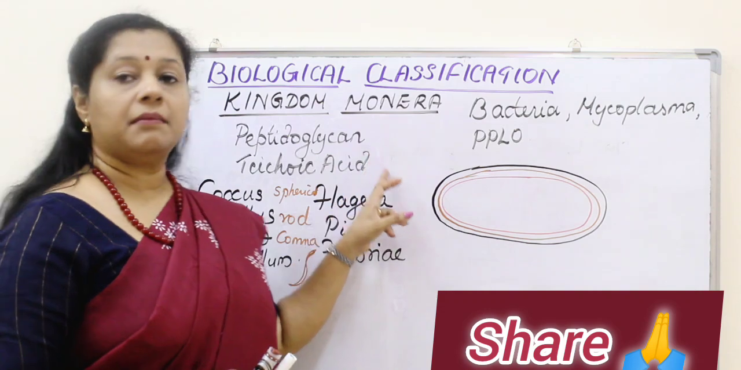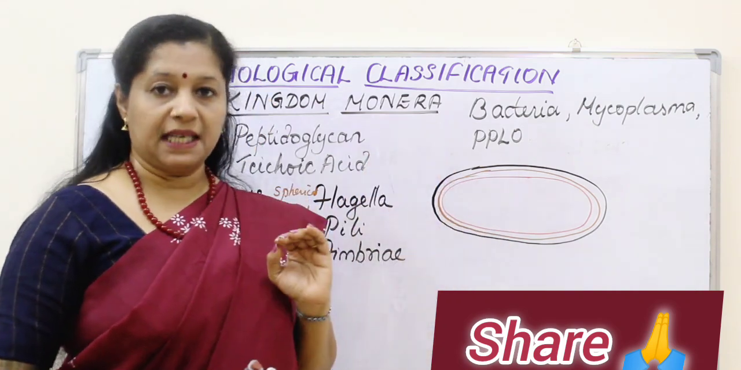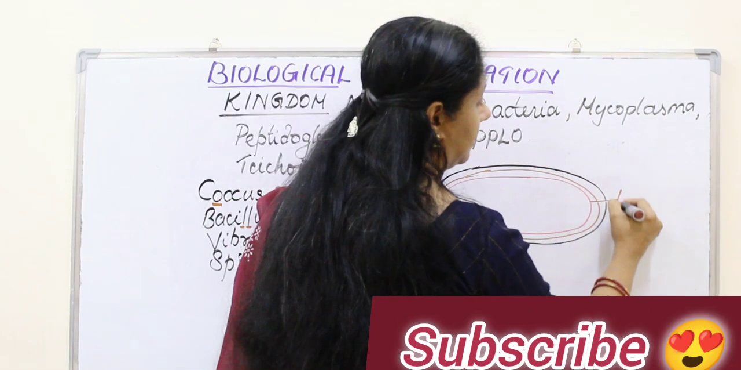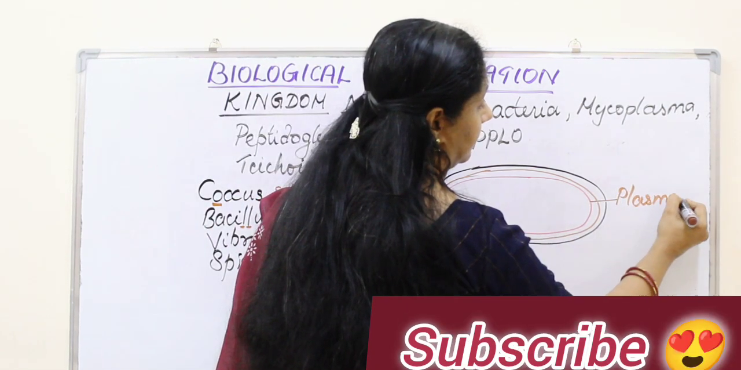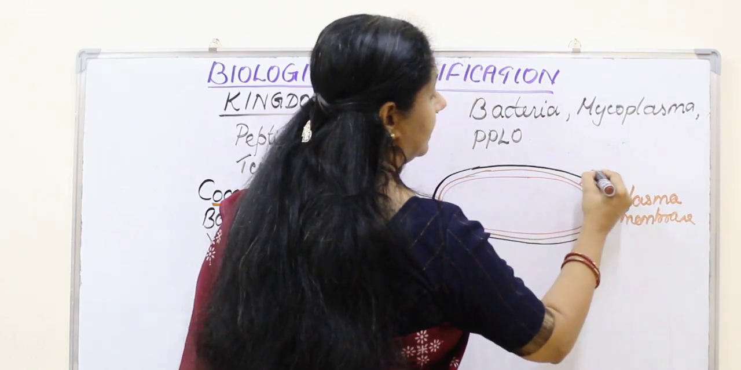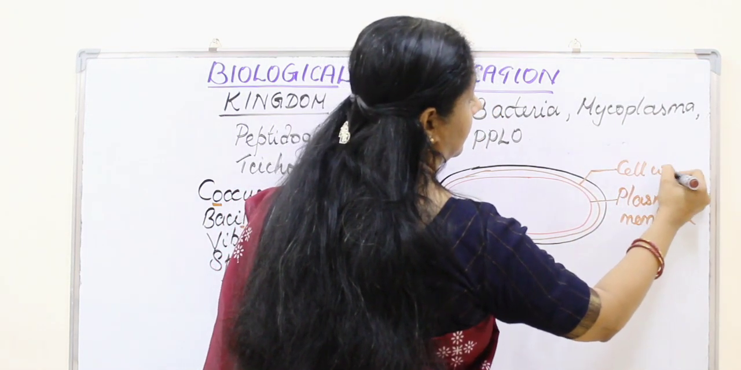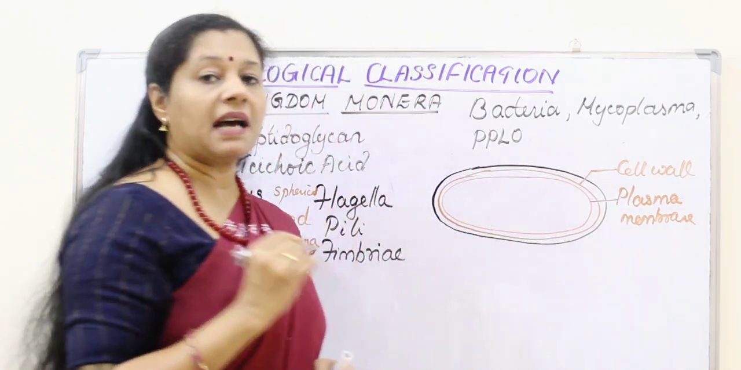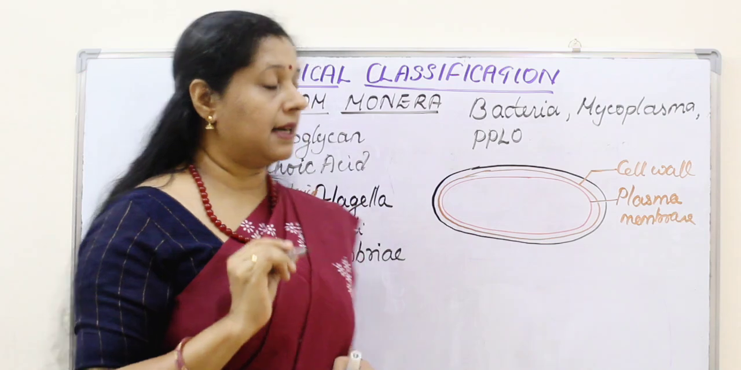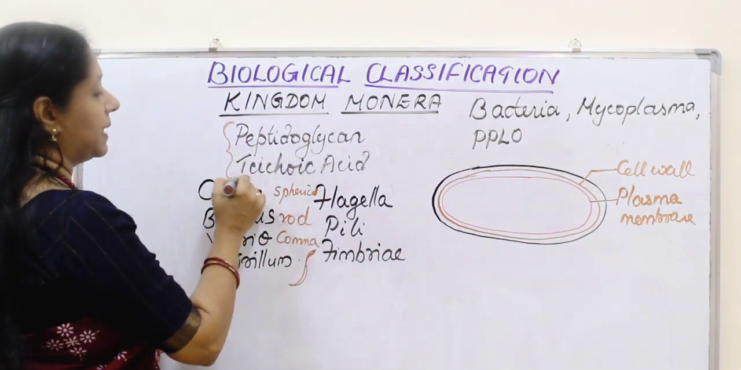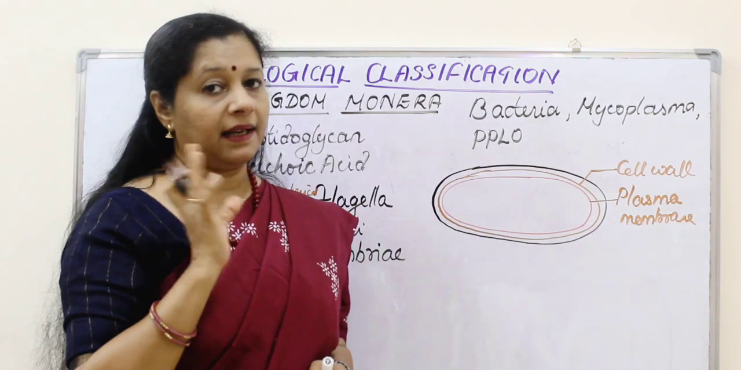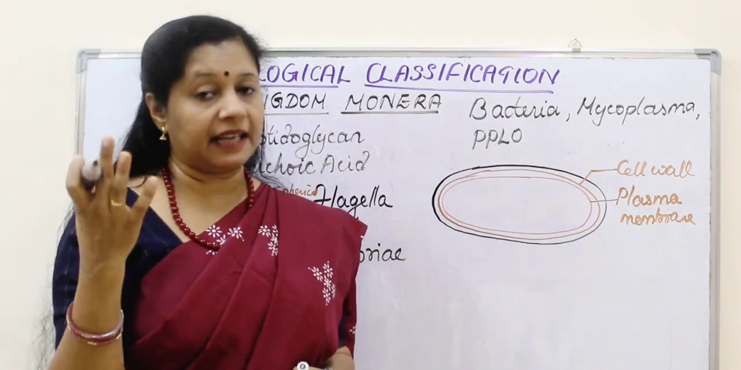Now coming to their body wall, you know that being a cell, it has the cell membrane or the plasma membrane. Then comes the next layer, this is the cell wall. We know that in plants the cell wall is made up of cellulose. In fungi it is made up of chitin. But here the cell wall is made up of 2 materials, mainly peptidoglycan and teichoic acid. This may vary in different adaptations, that is where they are living.